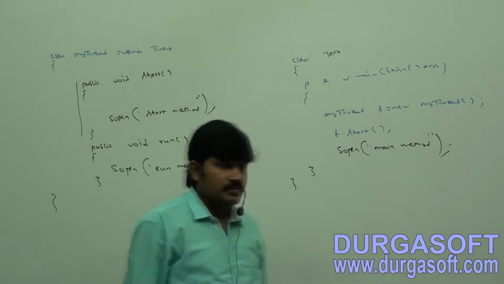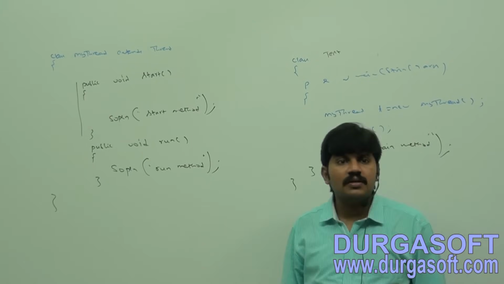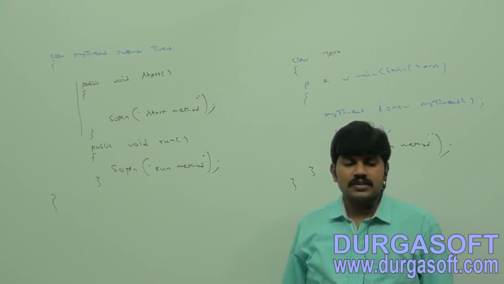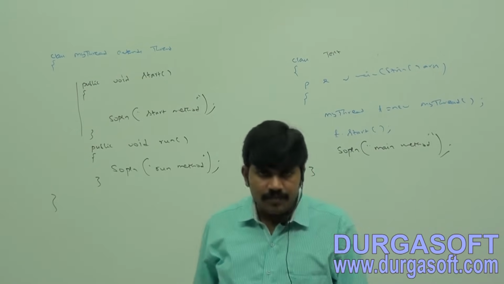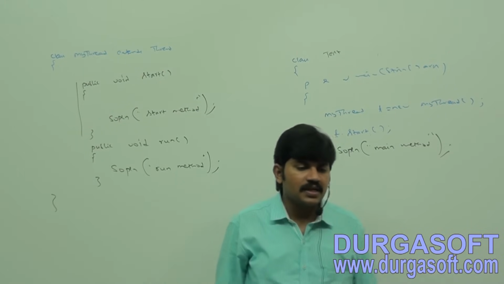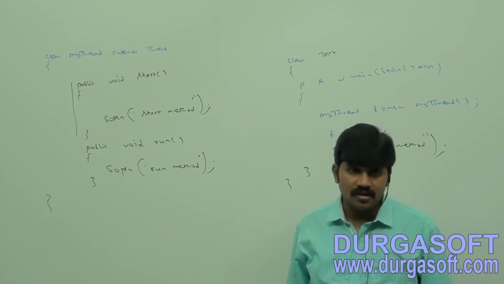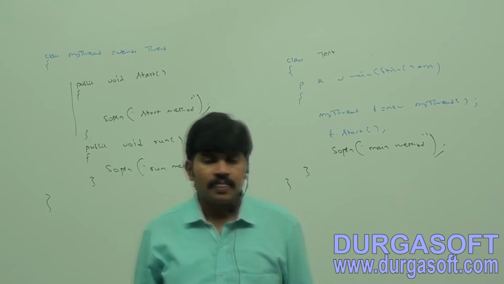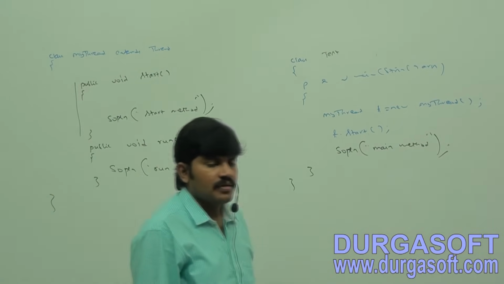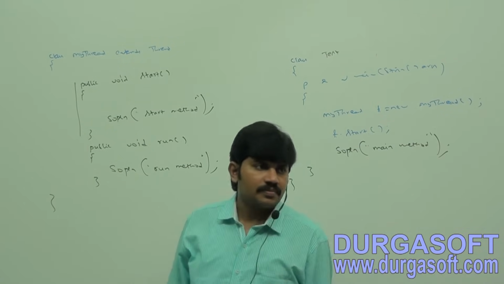Sir, before my change, let me add one conclusion. Is it recommended to override the start method? Never. If you override the start method, then the multi-threading concept itself is not there. That's why take a note: it is not recommended to override the start method. Otherwise, don't go for the multi-threading concept. That's all. Are you getting?